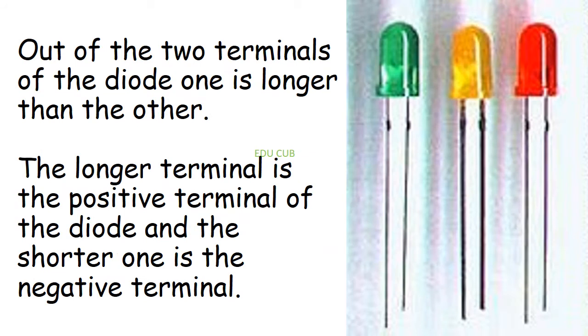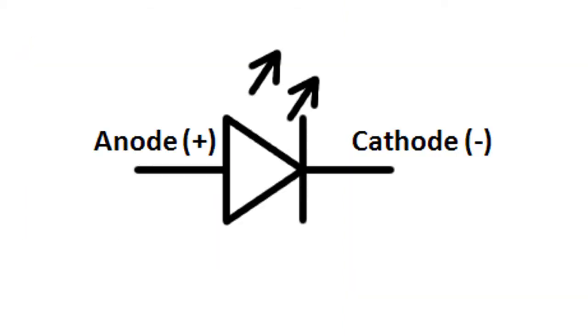Of the 2 terminals of the diode, one is longer than the other. The longer terminal is the positive terminal of the diode and the shorter one is the negative terminal. Here now you can see the different shapes of LEDs. This is the standard symbol of LED.